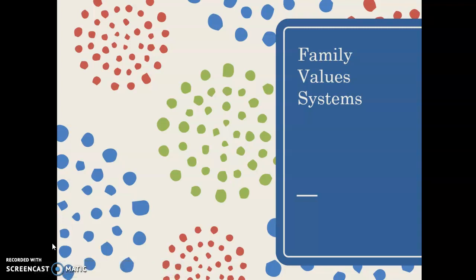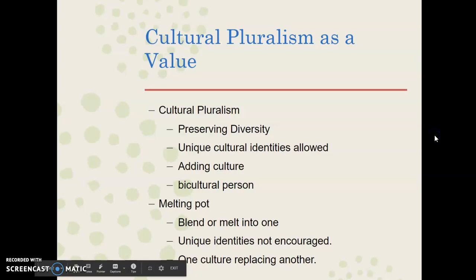We've been talking a lot about recognizing where all families in your program or that you're working with are coming from. And this is just the next step to consider the value systems of the family that you come from and the families that you're working with. So the first thing we want to talk about is cultural pluralism as a value.